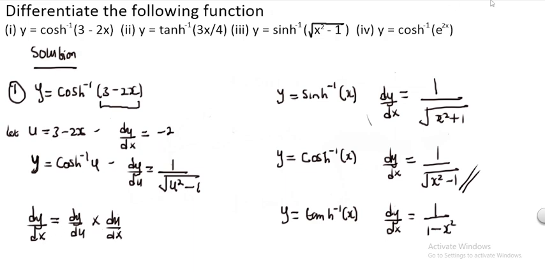I'll still leave a link here in case you want to understand how to use the chain rule. From here we can quickly plug in our values we got before. So this is 1 over the square root of u squared minus 1, times minus 2.